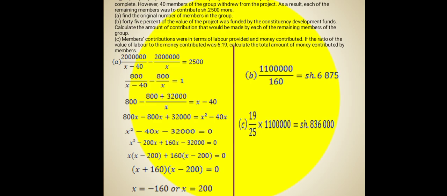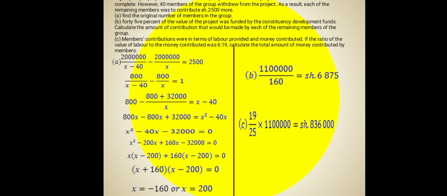Now, for the original number, we shall take the amount they wanted to contribute, divided by the people who remain to contribute, less the amount divided by the original number of people, and then we equate it to 2,500. Then we solve that equation. When we solve, we find that the original number of the people was 200.